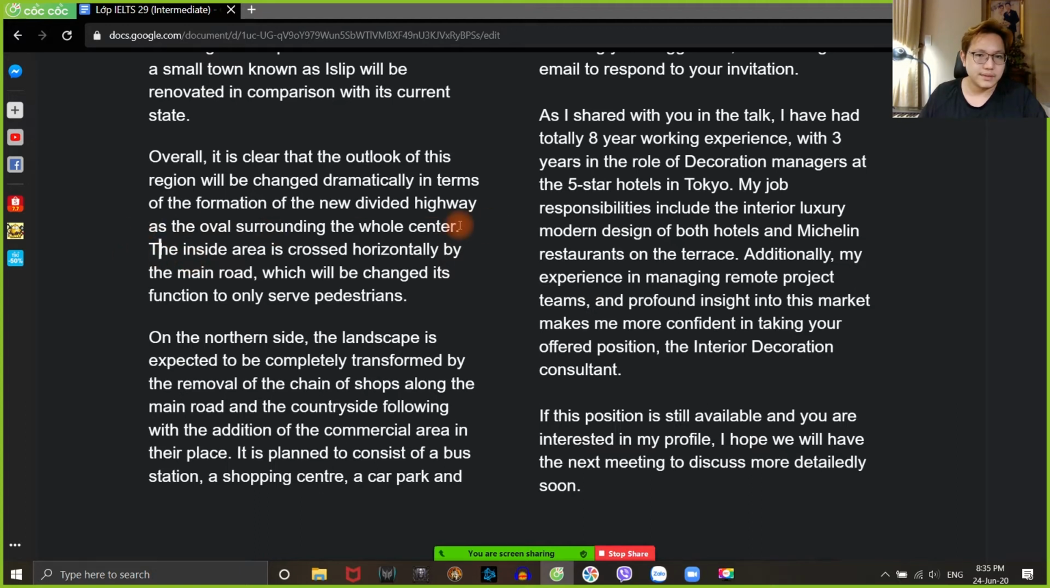Very good. The inside area, khu vực bên trong, the inside area is crossed horizontally, được băng qua một cách mà hình băng qua theo chiều ngang hả? Dạ đúng rồi. It's crossed horizontally by the main road. Được chia cắt theo chiều ngang bởi cái đường main road, mà nó sẽ được thay đổi, which will be changed. Which will be changed its function là sao? Sẽ bị thay đổi chức năng để phục vụ cho người đi đường. To only serve pedestrians.